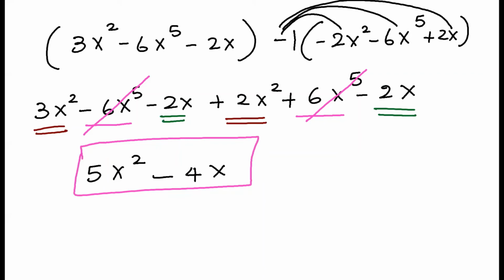Hope the subtraction is clear. When doing subtraction of polynomials, please observe caution because the signs of the terms in the second polynomial are going to change. You will notice in this example that negative 2x squared became positive 2x squared, negative 6x to the fifth power became positive 6x to the fifth power, and positive 2x became negative 2x. When you observe this caution and do it carefully, addition and subtraction of polynomials is pretty simple. Hope this concept is clear to you.